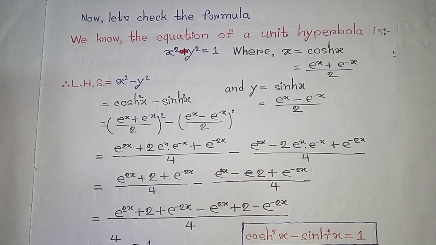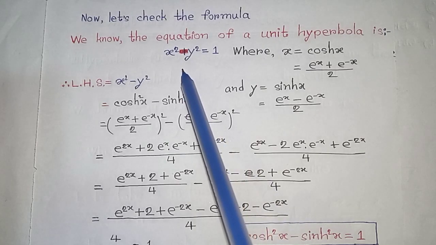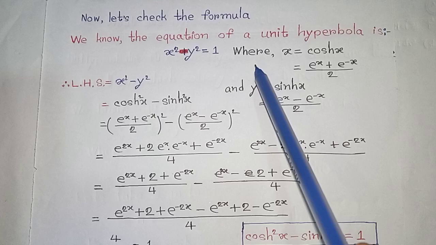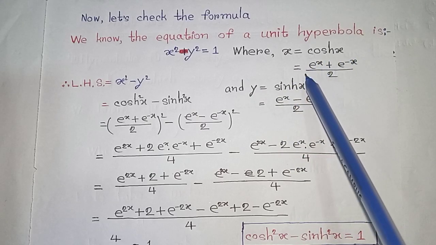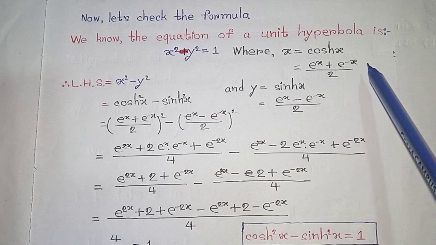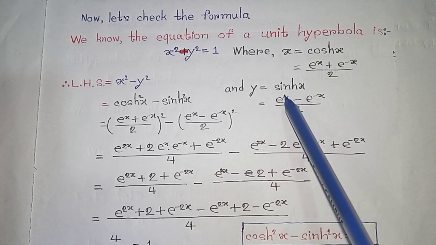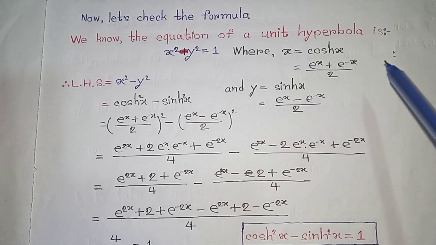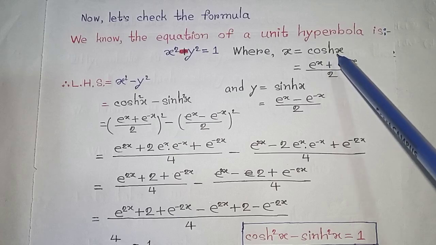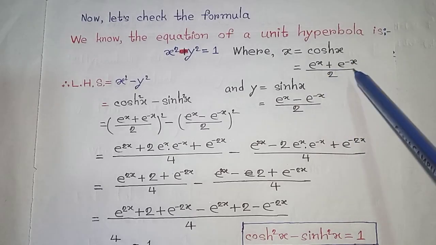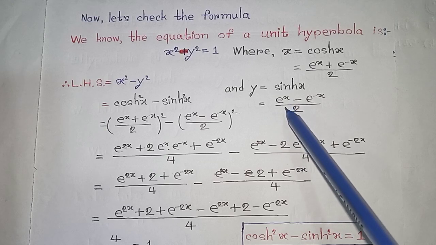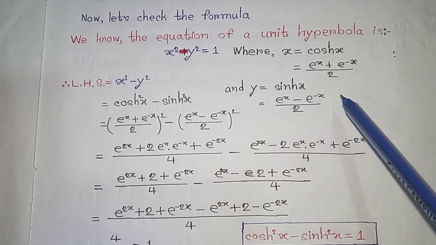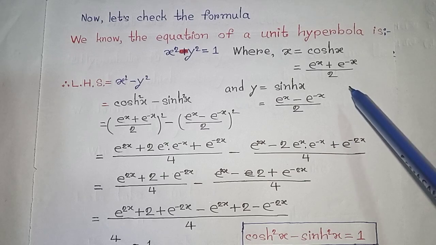Okay, now let's check the formula. We know the equation of a unit hyperbola is x square minus y square is equal to 1, where x is equal to cos hyperbolic x is equal to e to the power x plus e to the power minus x by 2, and y is equal to sine hyperbolic x is equal to e to the power x minus e to the power minus x by 2. I have told you that I will prove this part: cos hyperbolic x is equal to e to the power x plus e to the power minus x by 2, and sine hyperbolic x is equal to e to the power x minus e to the power minus x by 2. I will prove these two parts in the next videos.